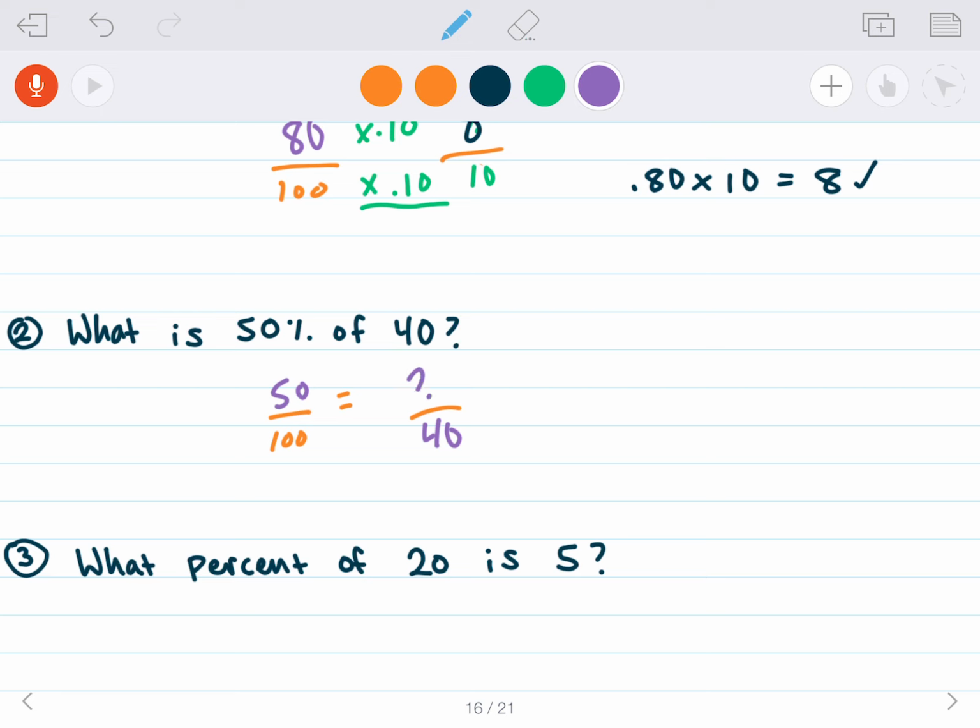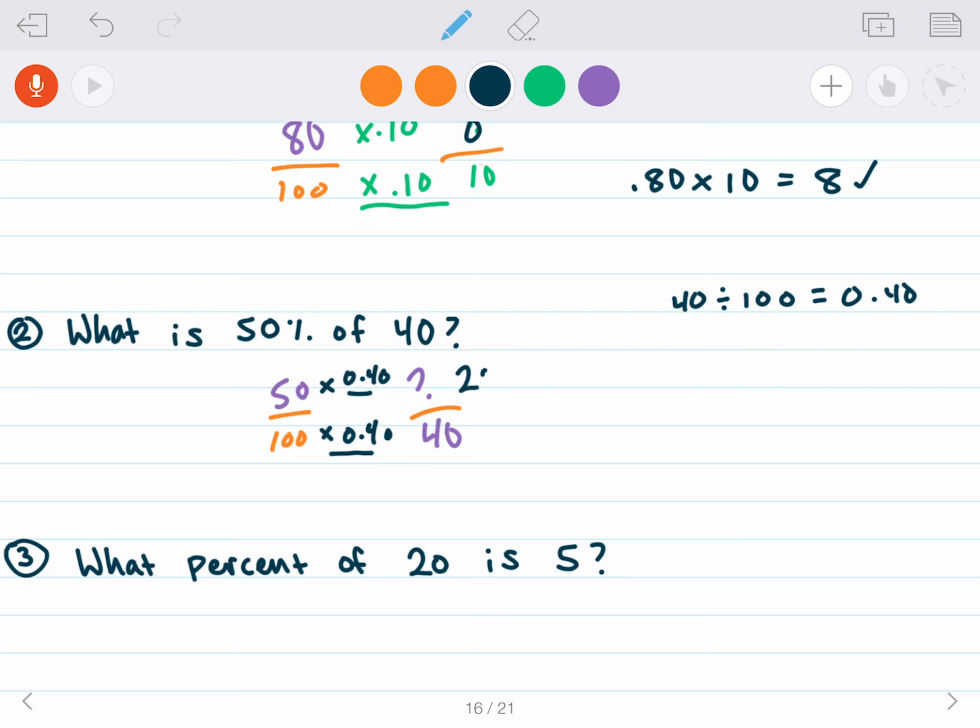Okay, so on the bottom, 100 times what is 40? I need to do the same thing at the top to get my answer. And to figure out what that magic number is, we can simply do 40 divided by 100 to give me 0.40. So I need to do the same thing at the top and bottom. So 50 times 0.40 is going to give us 20.